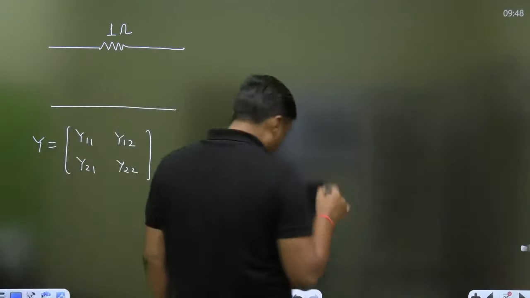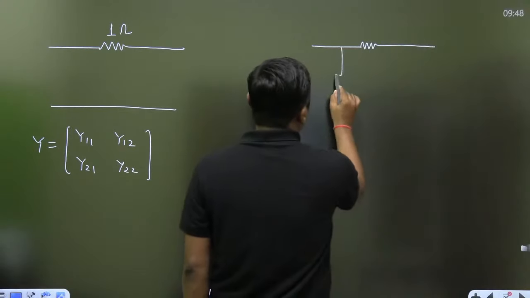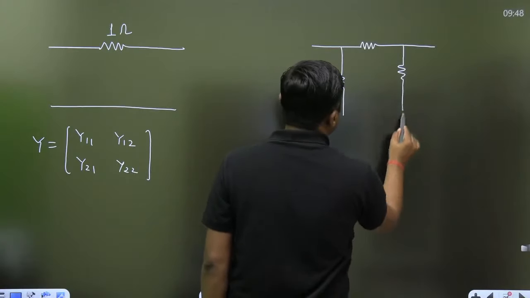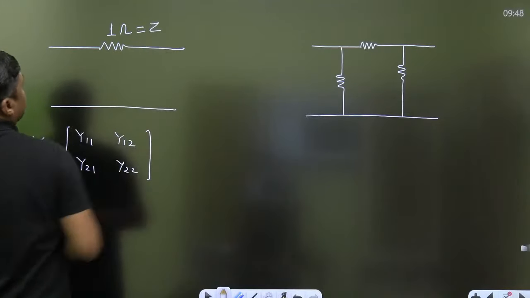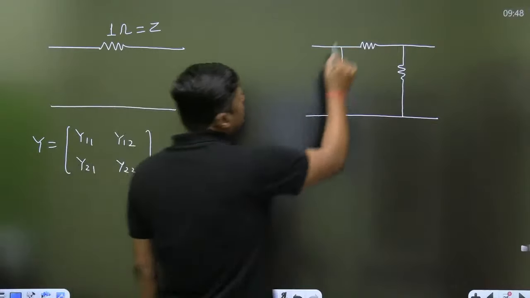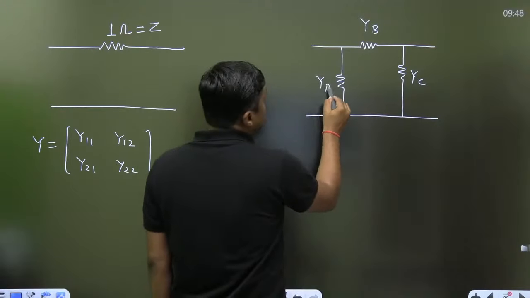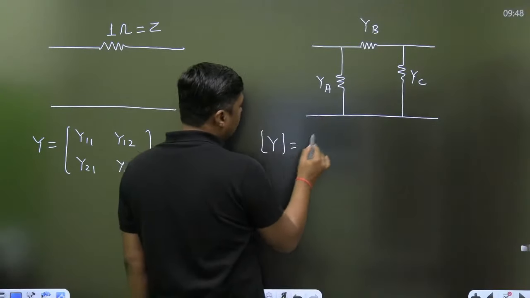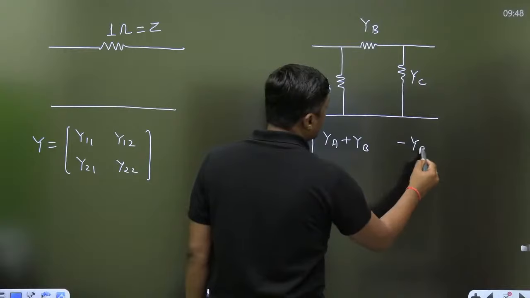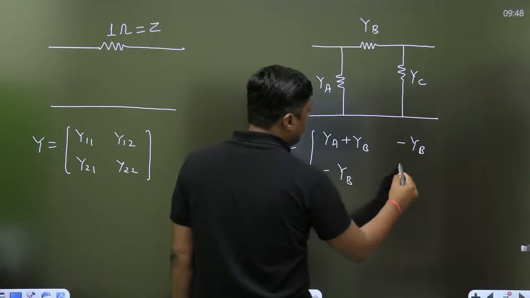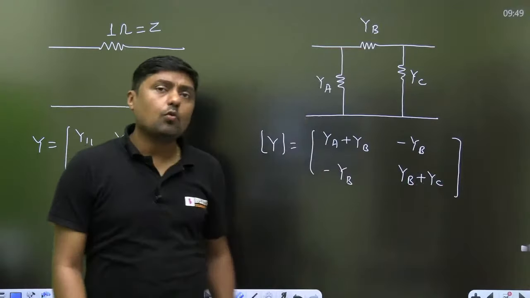Okay. Just compare with this pi network. Let this be Z1. Any Z is given here. Okay, no problem. If the pi network is known, this is YB, this is YC, this is YA. So for any pi network, what is the Y parameter? YA plus YB, minus YB, minus YB and YB plus YC. Am I correct? These are the Y parameters.